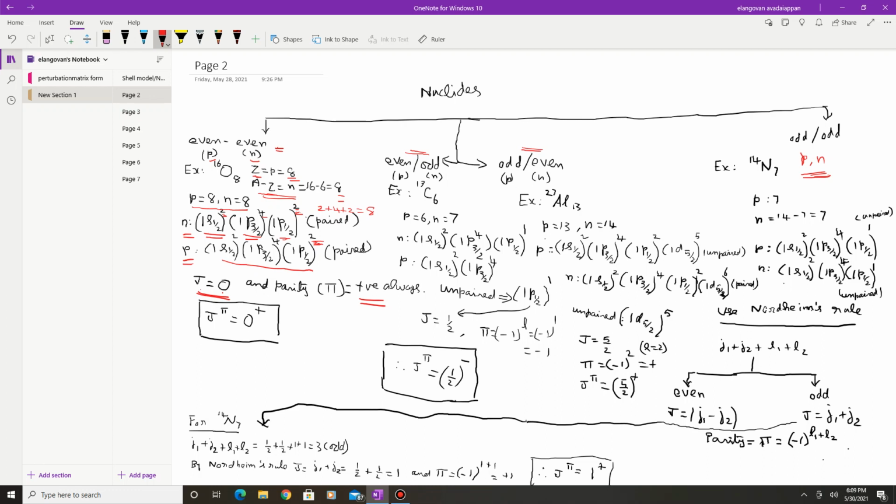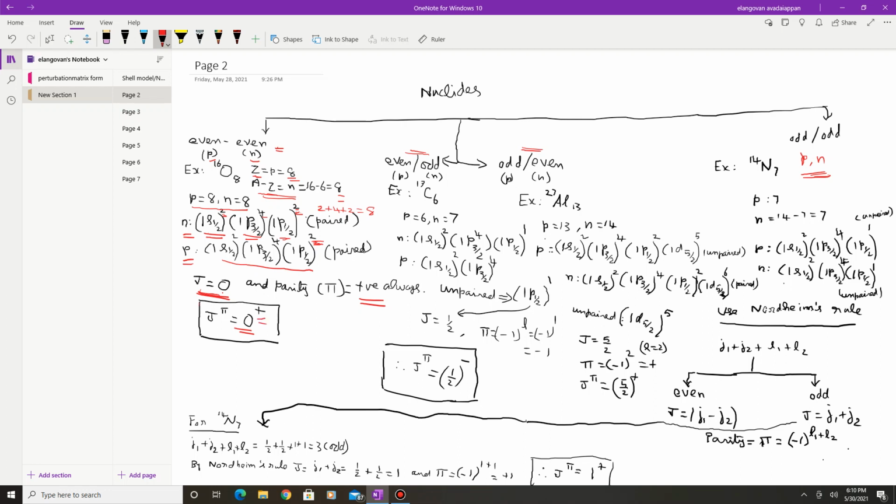Because the parity is defined as (-1) to the power L1 plus L2. The angular momentum here is 1, and the angular momentum of the other particle is also 1. So 1 plus 1 is 2, so (-1) to the power 2 is positive. So the parity is always positive for even nuclei. For even nuclei, the J value is calculated as 0, and the parity is positive.